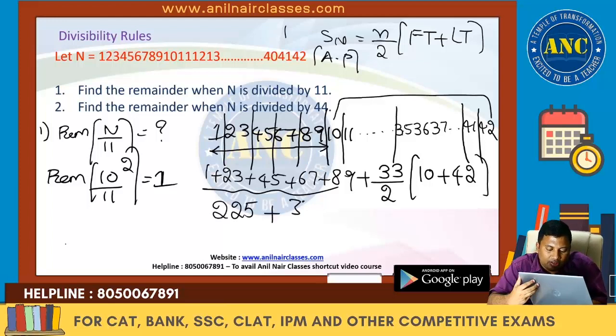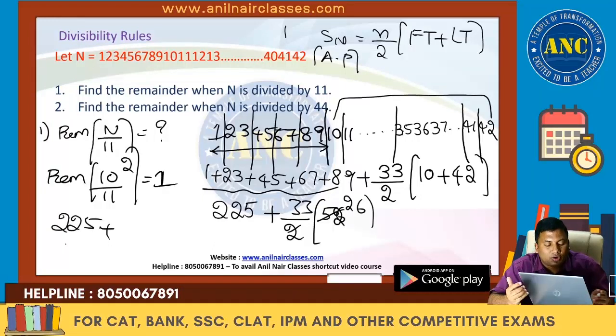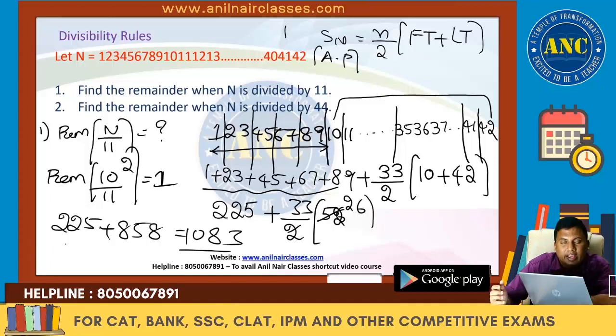Plus 33 by 2 into 52, 52 by 2 is 26. So the answer is 225 plus 33 into 26. 6 3s are 18, 3 2s are 6, 78, 858. 225 plus 858: 8 plus 5 is 13, 5 plus 1 is 6, 6 plus 2 is 8, so 1083 I got. Again, if there is any calculation mistake, please take care of it. I hope the idea is clear.